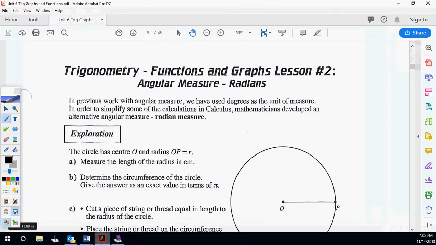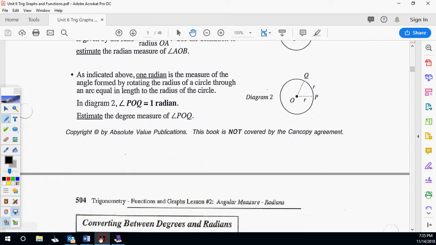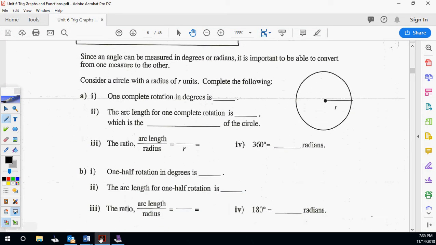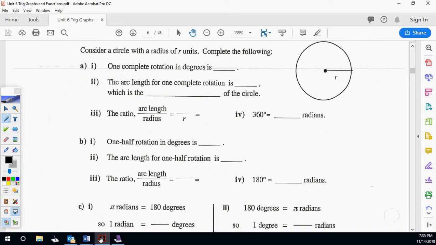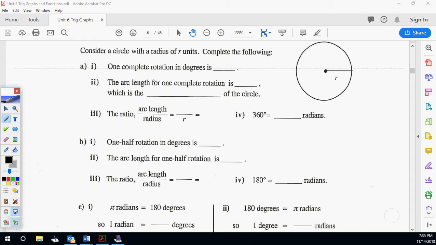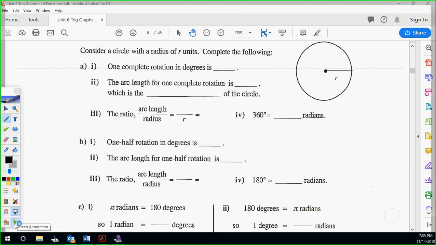And so now we're going to click the notes, and I'm going to go through this part 1, and we'll start filling in stuff here for part 2. Since an angle can be measured in degrees or radians, it says it's important to be able to convert from one measure to the other. Consider a circle with a radius r units. Complete the following. 1 complete rotation in degrees. We know that's the one we did last class, 360.